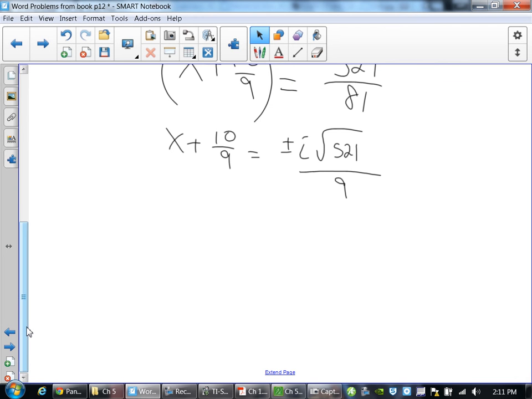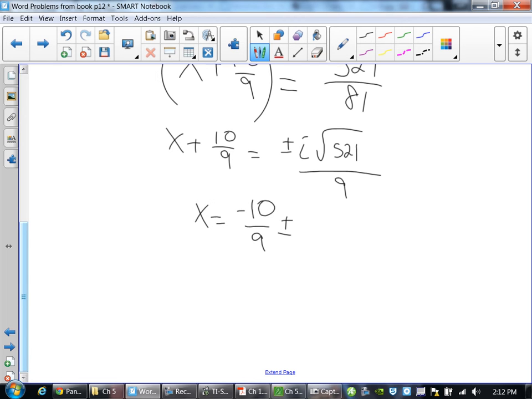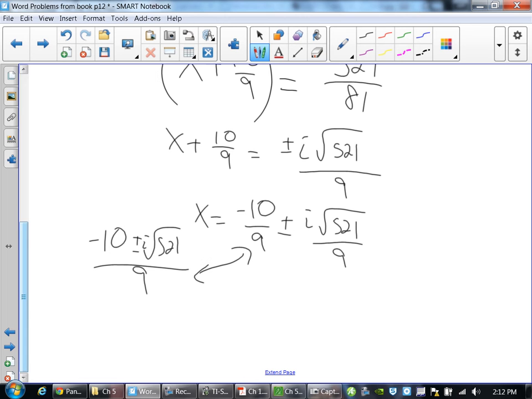Last piece then is to bring the 10/9 over. So you have x equals negative 10 over 9 plus or minus i root 521 over 9. The answer in the back probably said negative 10 plus or minus i root 521, all over 9. This means the same thing because it's got a common denominator. If you wrote it as two separate parts, not a big deal. I'm fine with that.